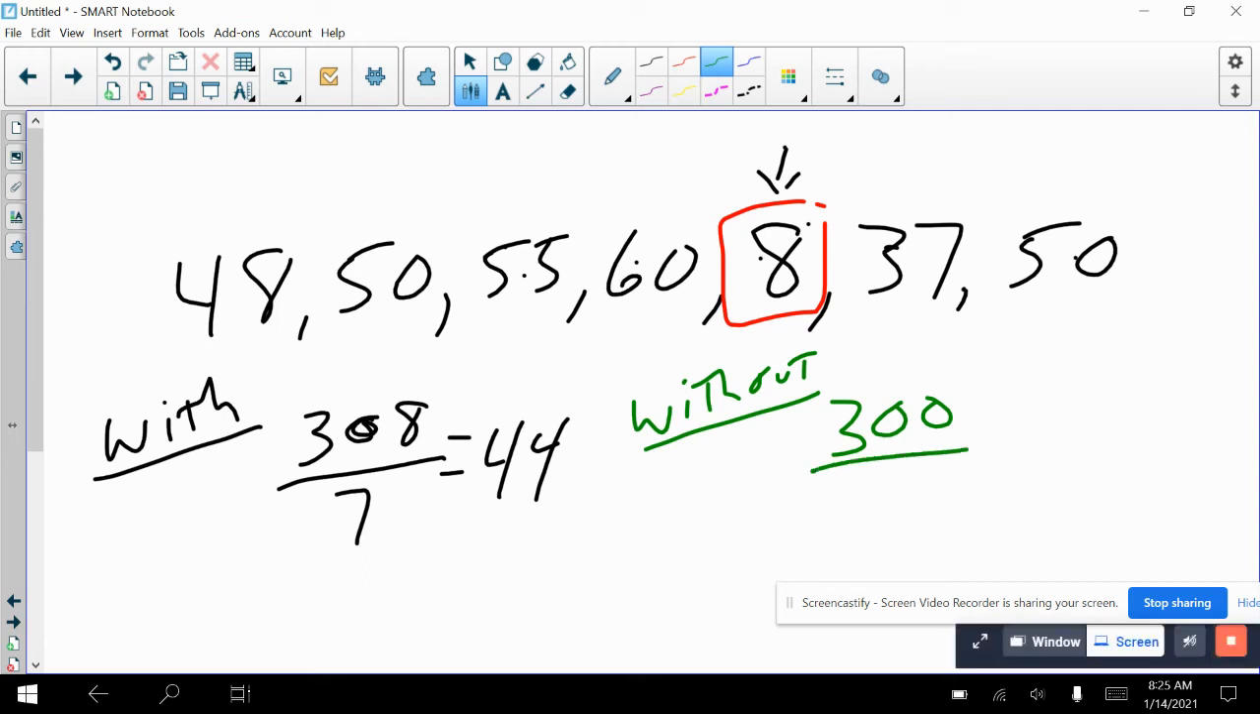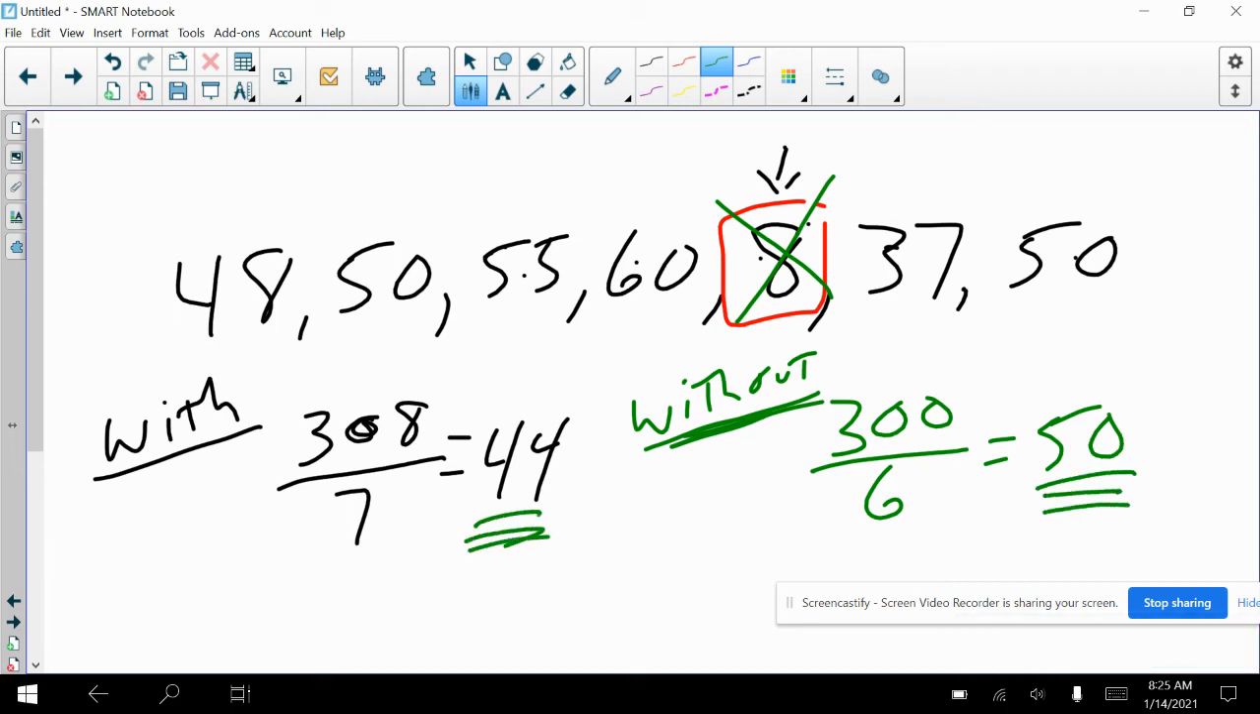Yes, very good. Nice job, Michael. If we're taking the outlier out, that means that we are not counting the outlier in the data set. We now only have 6 numbers to divide. That's the most common mistake. Okay, you just got to be careful there. Right? And then when we do that, look what happens to our mean when we take out the low number.